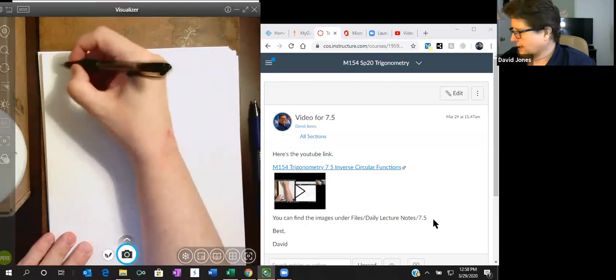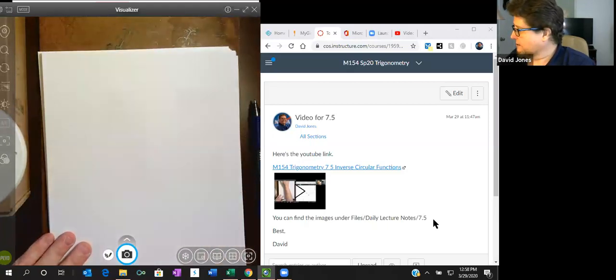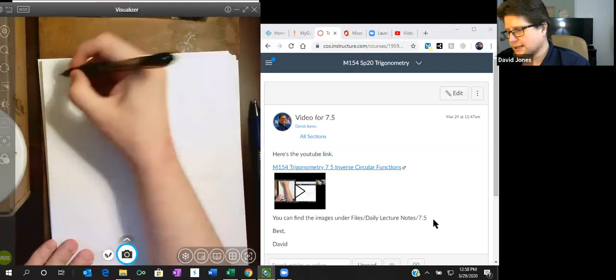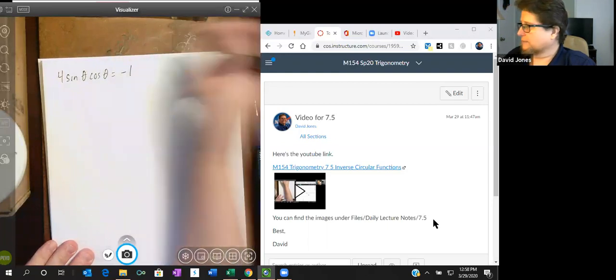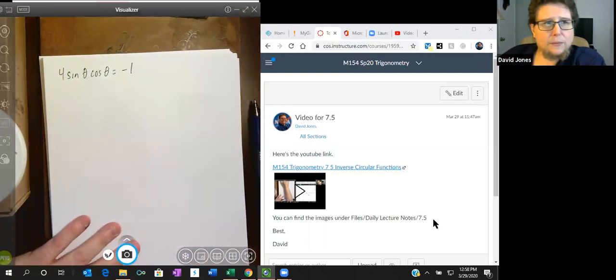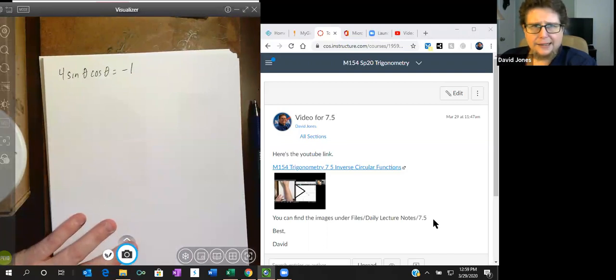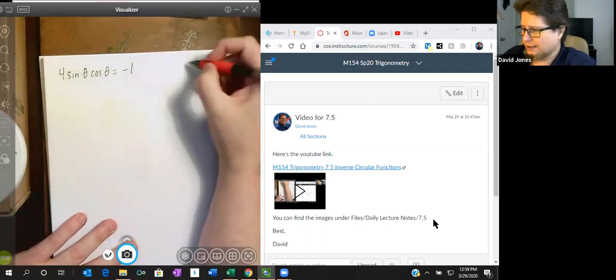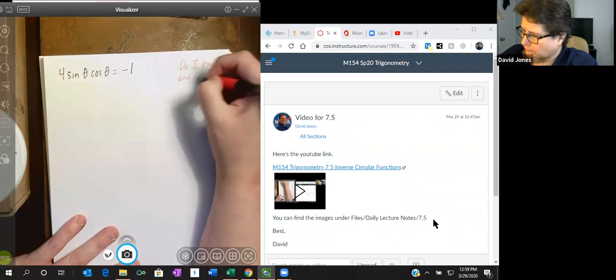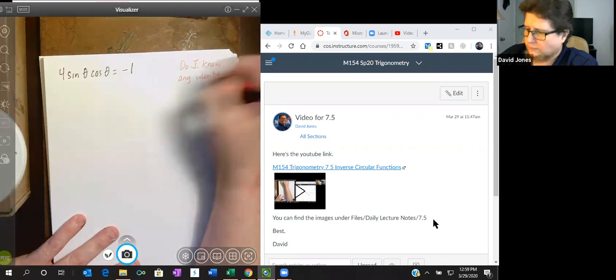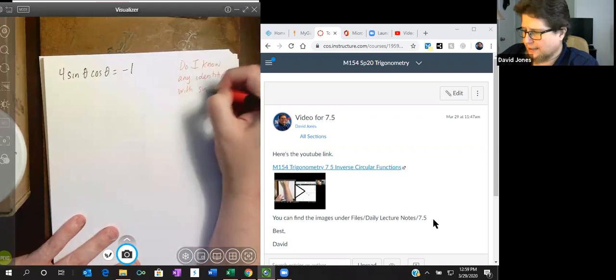Let's take a look at 4 sine theta cosine theta equals -1. Now, I don't like that I have 2 trig identities in here. I really don't. Do I know any identities with sine theta, cosine theta where they're multiplied together?